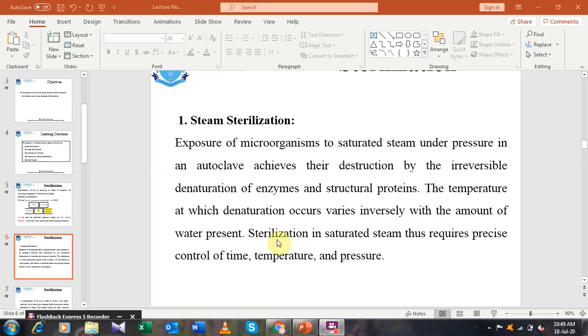sterilization by saturated steam requires precise control of time, temperature and pressure, as I have told you. That is, a specific temperature is required, a specific time limit is required, and the pressure as well, in order to achieve sterilization by the saturated steam.